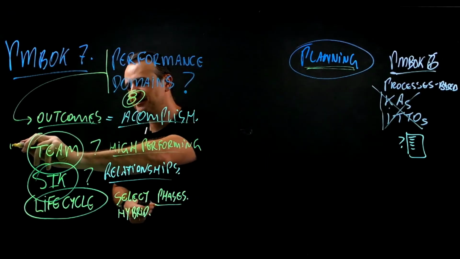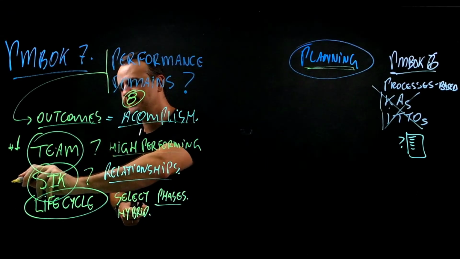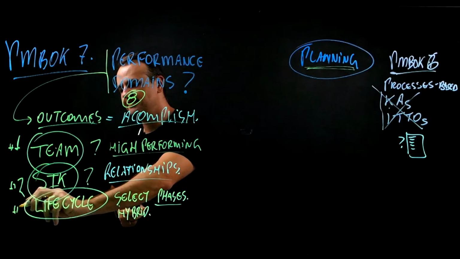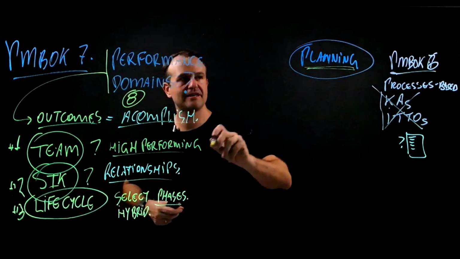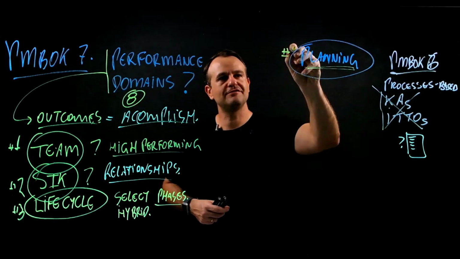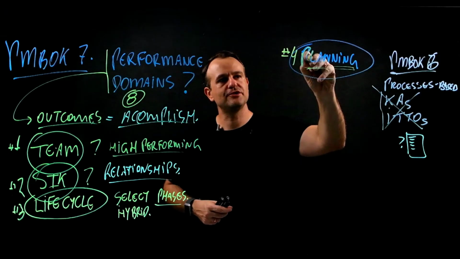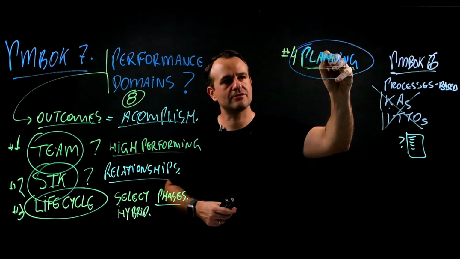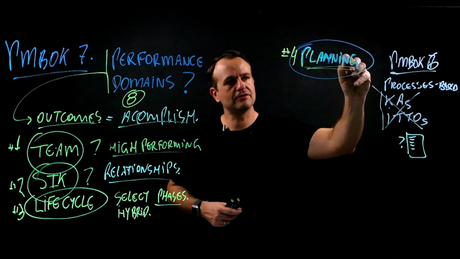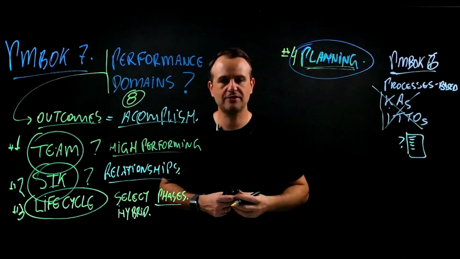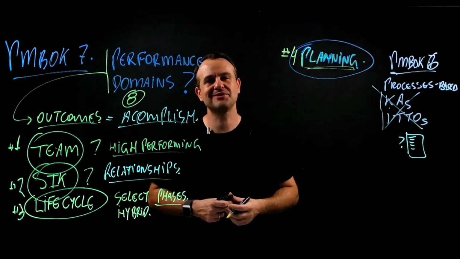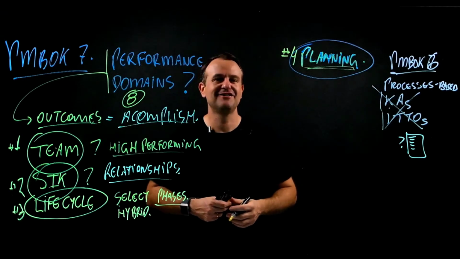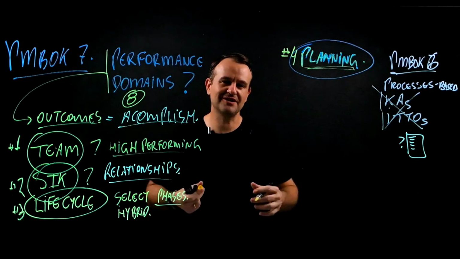Let me just put the numbers here. This is the first one, second one, then the third performance domain, and now moving to the fourth performance domain, which is planning as I just described it. So what is the right amount of planning we need for this particular project? This is a question I receive very often from my team members and from other stakeholders.